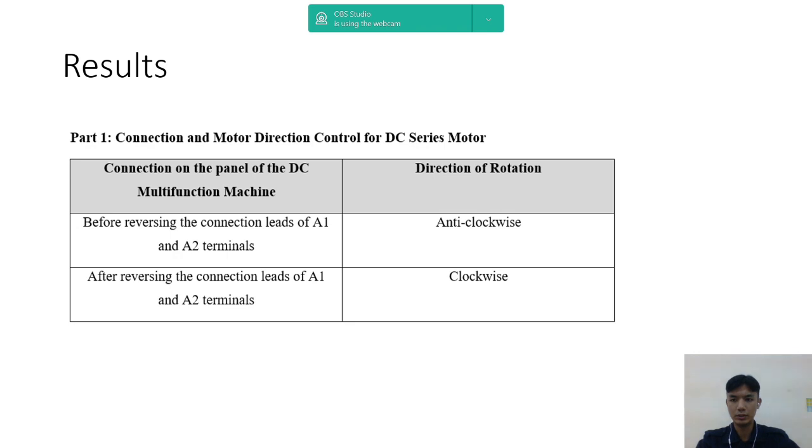Okay, this is the result for part 1, connection and motor direction control for DC series motor. Connection on the panel of the DC motor machine. Before reversing the connection leads of A1 and A2 terminals, the direction of rotation of the motor is anti-clockwise. And after reversing the connection leads of A1 and A2 terminals, the direction of the rotation is clockwise. This is because we changed the terminal, so the rotation of the motor also changes.